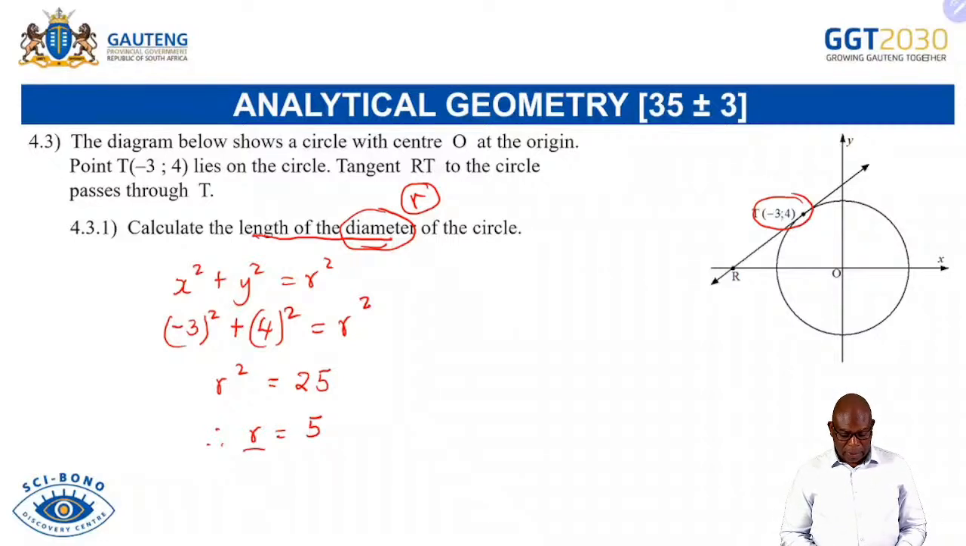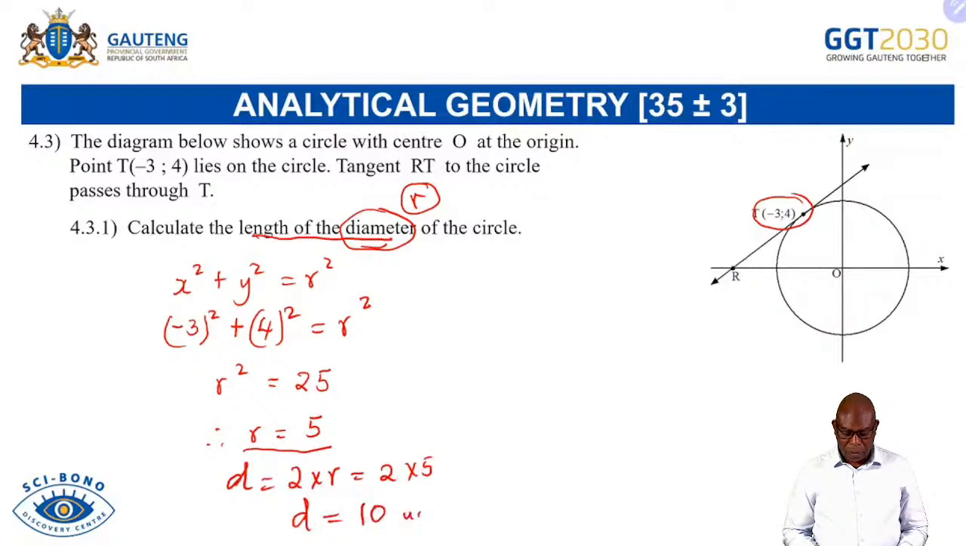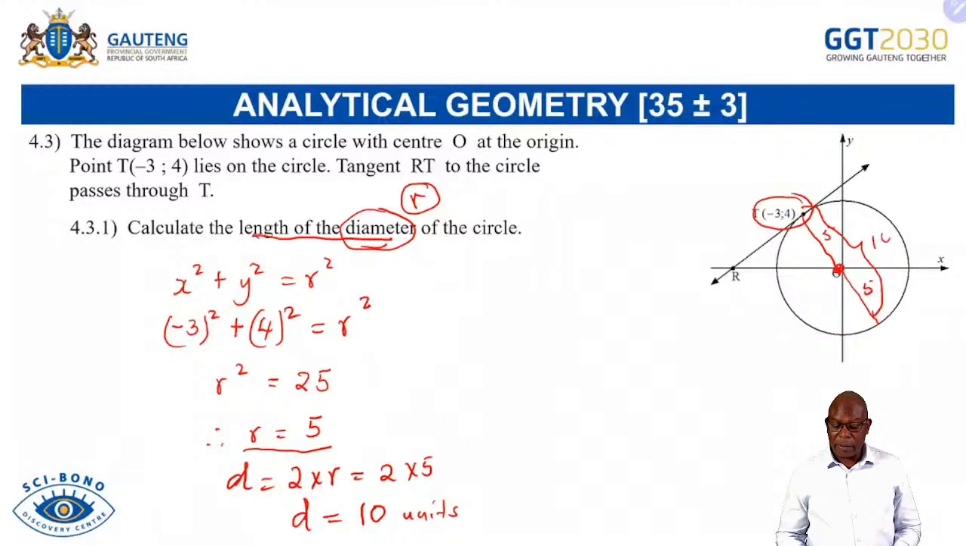So the radius is 5, and you know that the diameter is 2 times the radius. So obviously there will be 2 times 5. My diameter will be 10 units. Okay, so the diameter, which will be the line there from there, this is 5. The diameter passes through the center of the circle, it's 5. So the whole diameter there will be 10 units. Okay. All right. Easy questions.